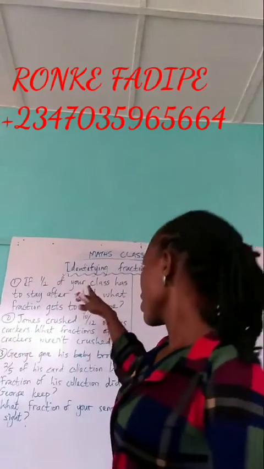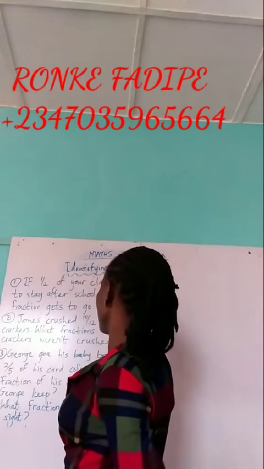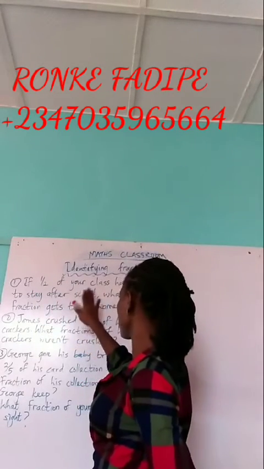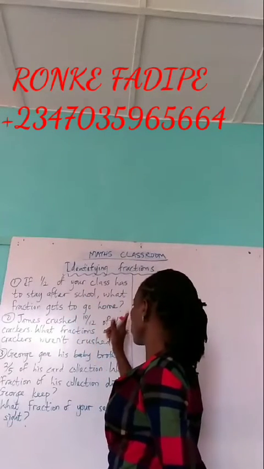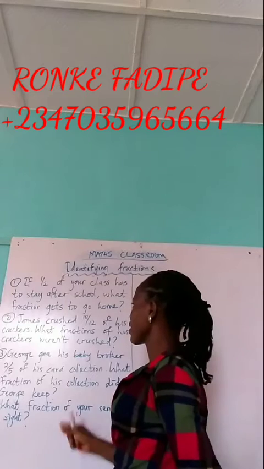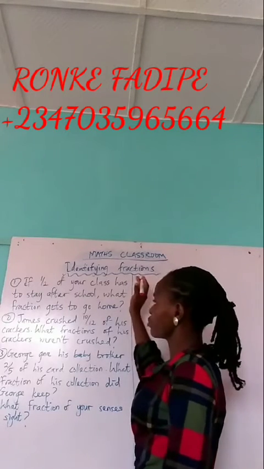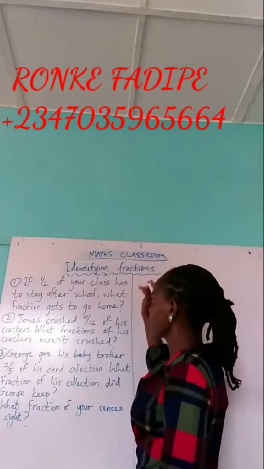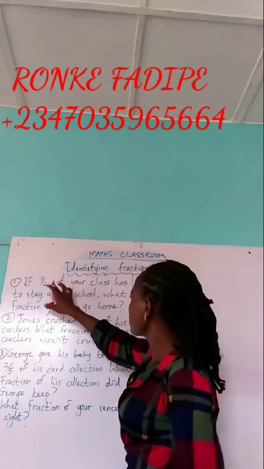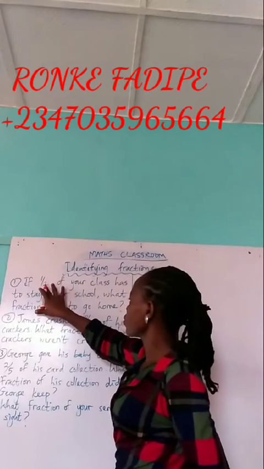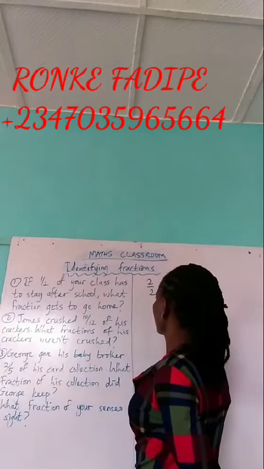Number 1, if 1/2 of your class has to stay after school, what fraction gets to go home? So let us work it. We don't know the number of people in that class, but the simplest way to do it is to look at the denominator. The denominator is 2. So write 2 over 2.